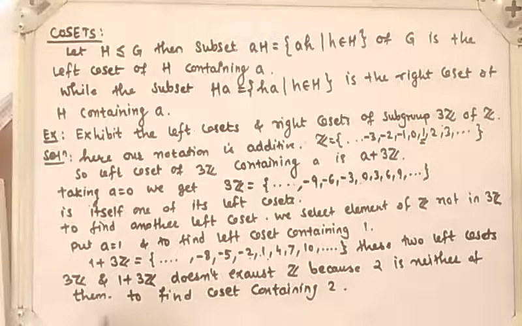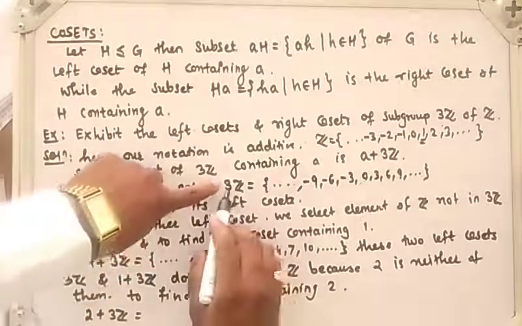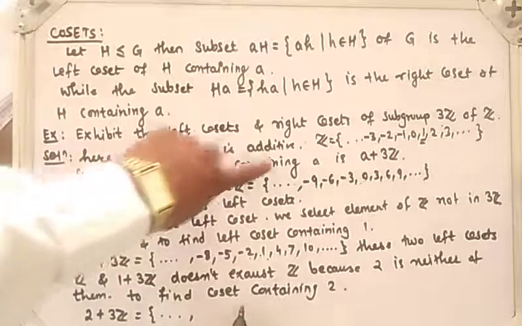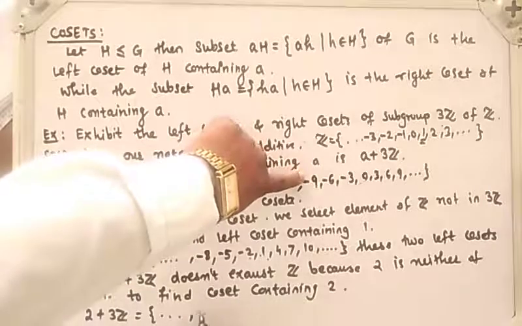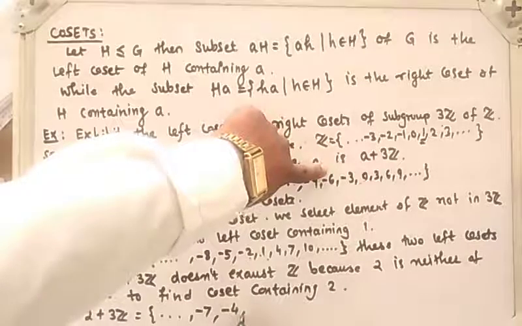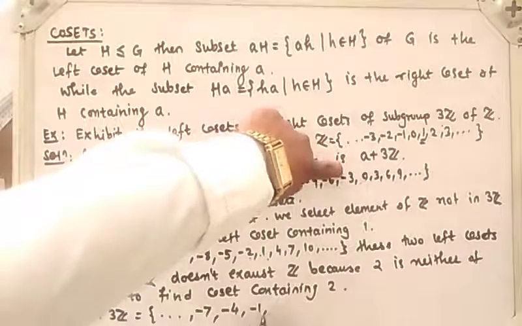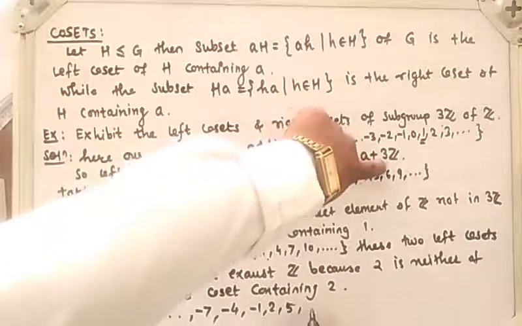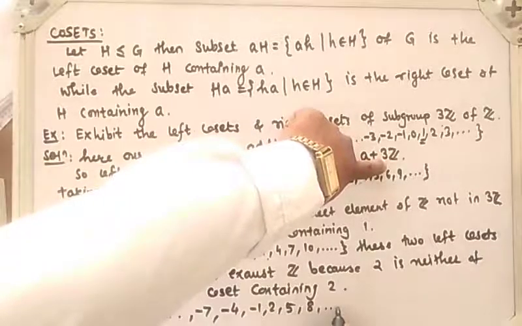So the coset containing 2 will be 2 plus 3Z. So which is equal to, I add 2 with 3Z, then what will we get? Here 2 minus 9 which is minus 7, next 2 minus 6 which is minus 4, 2 minus 3 which is minus 1. So 2 plus 0 is 2, 2 plus 3 is 5, 2 plus 6 is 8, and so on.